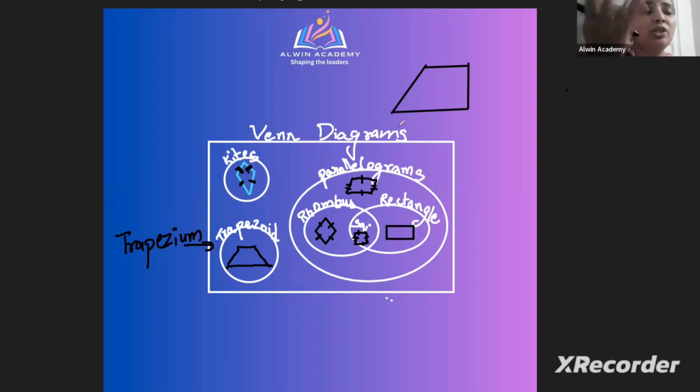But this is a triangle. Rectangle में तो both the pair of opposite sides they are parallel and equal. तभी तो हमने we have kept a rectangle in the parallelogram category.